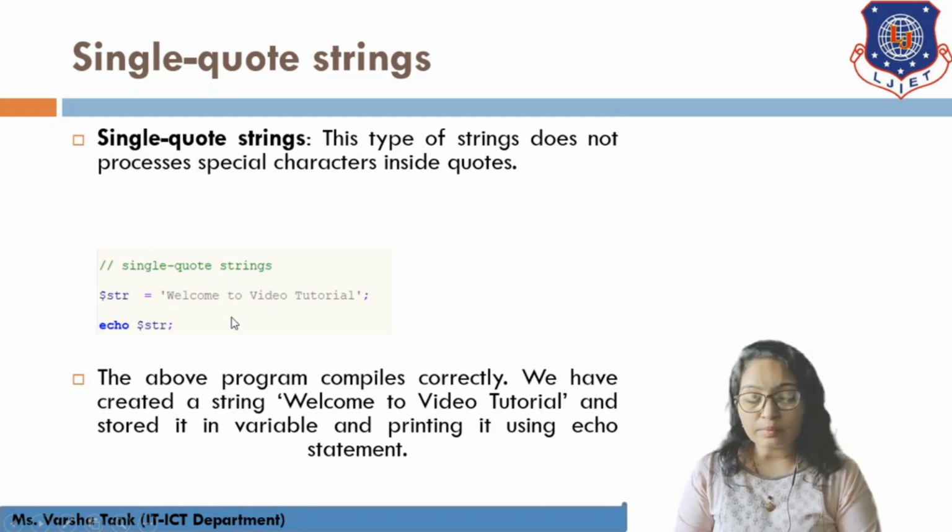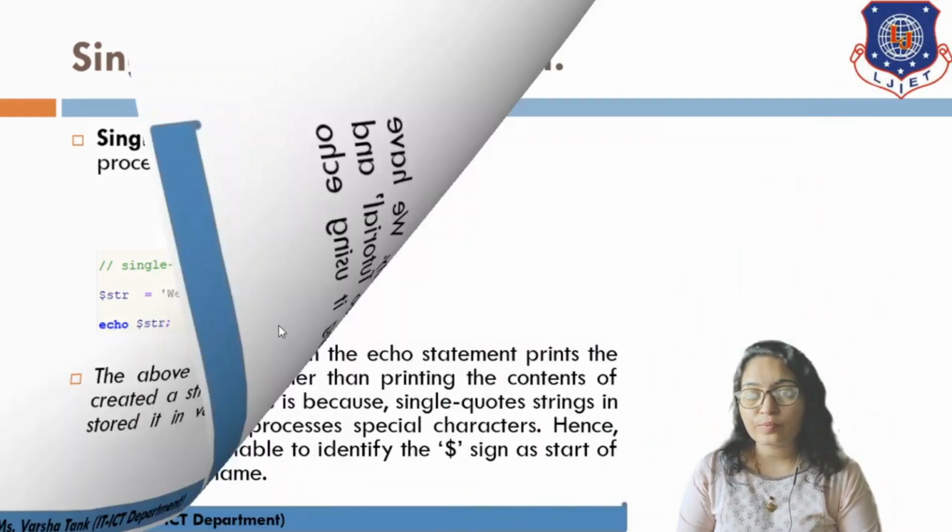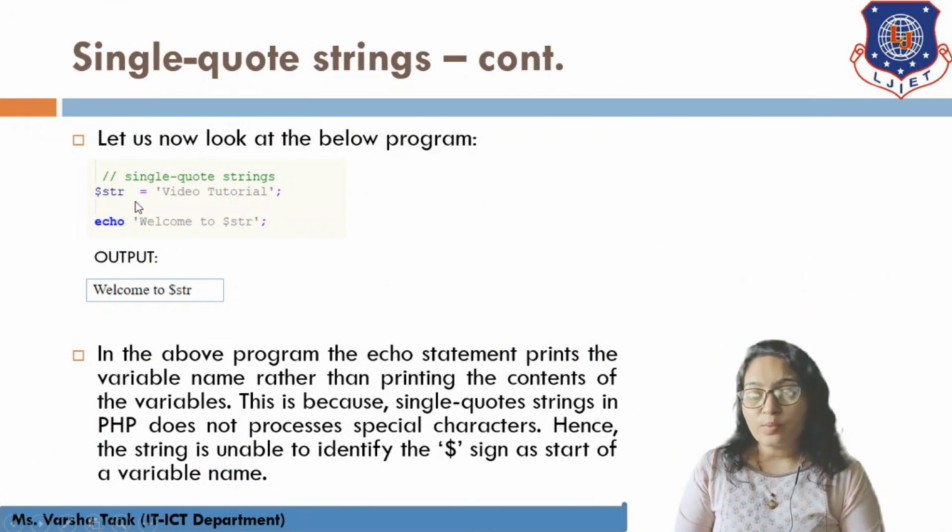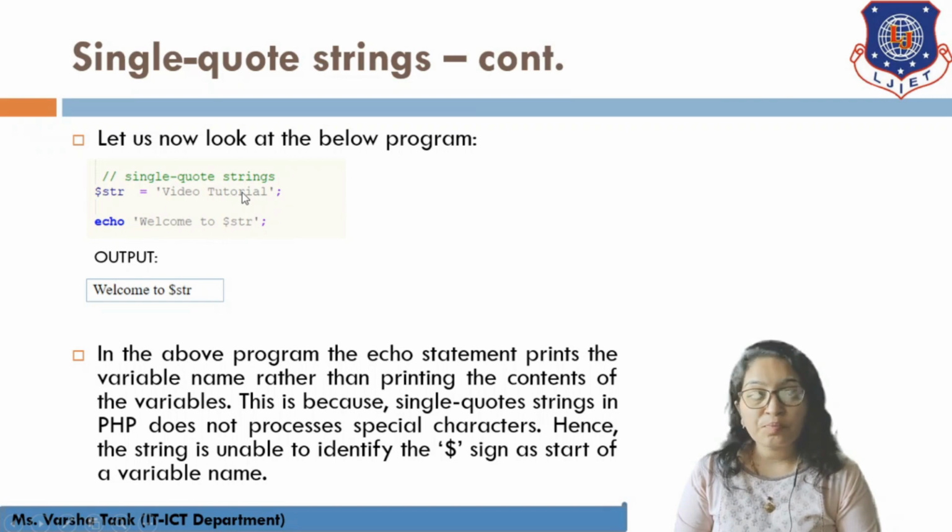But what will happen if we have defined a variable inside the string? So let's see. Now look at this program. Again, this is a single quoted string program. I have defined video tutorial in one variable. Now I am printing echo 'welcome to $str'. So the expected output will be what? Welcome to video tutorial. But here it will display welcome to $str. So that means this single quoted string does not compile any special characters.